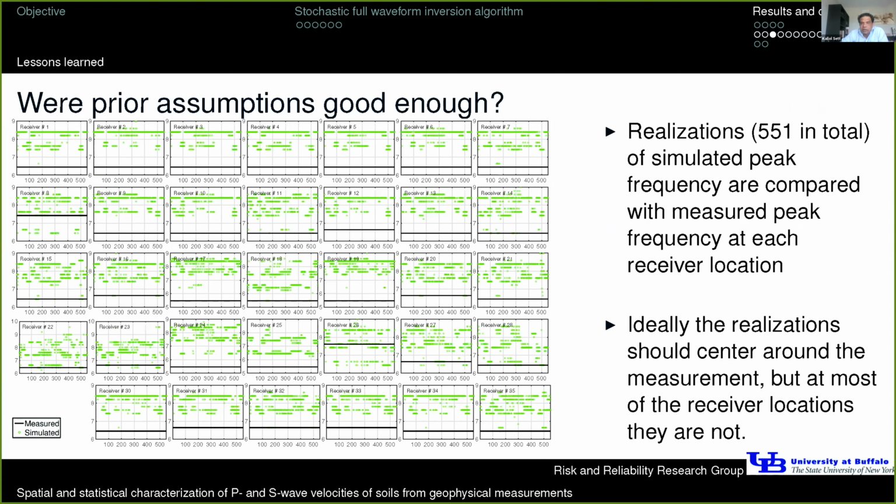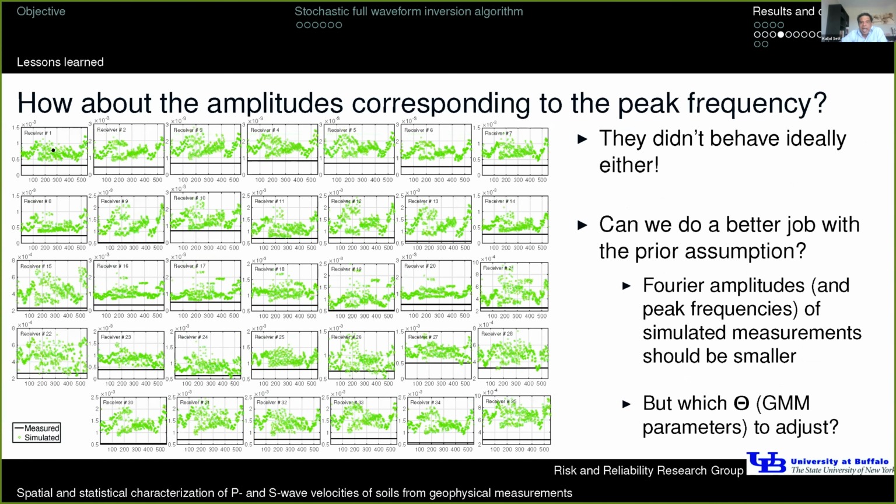So in understanding whether the prior assumptions were good enough, we plotted the realizations of simulated peak frequency with the experimental measurements at all the receiver locations. So the black line is the experimental measurement, and these green dots are basically all the 551 realizations. Ideally, the realizations should center around the measurement, but at most of the receiver locations, they do not. So then I looked at the amplitude corresponding to the peak frequencies. They also did not behave ideally.